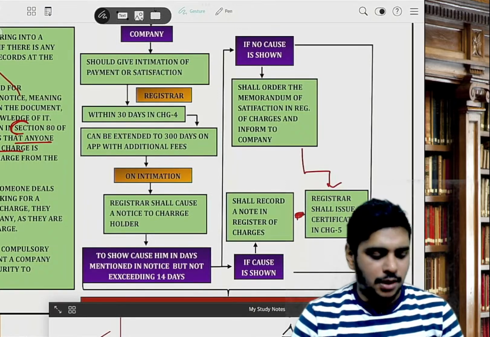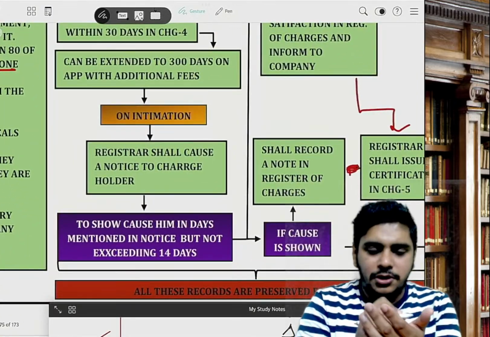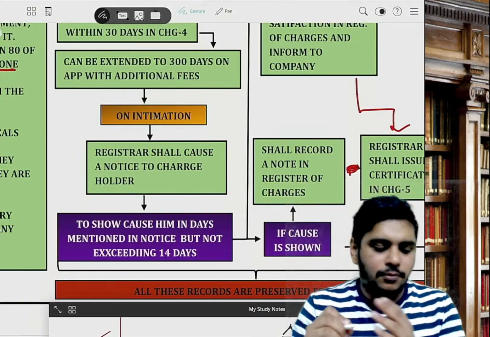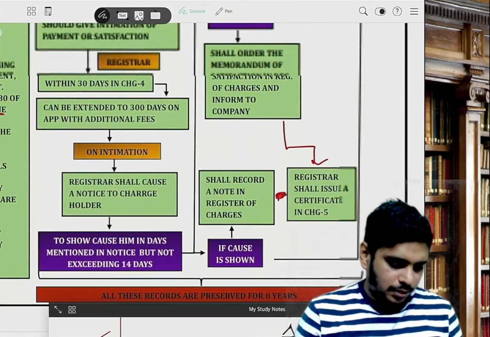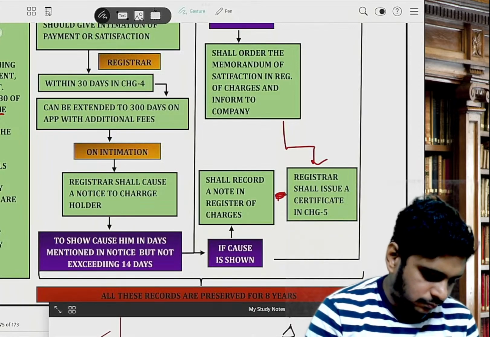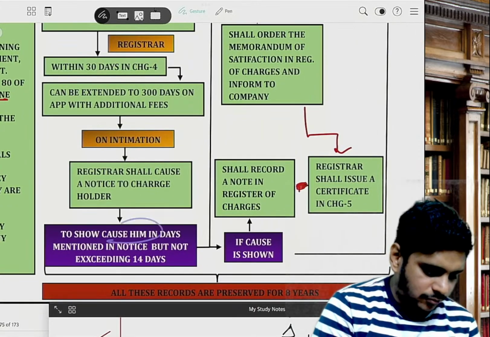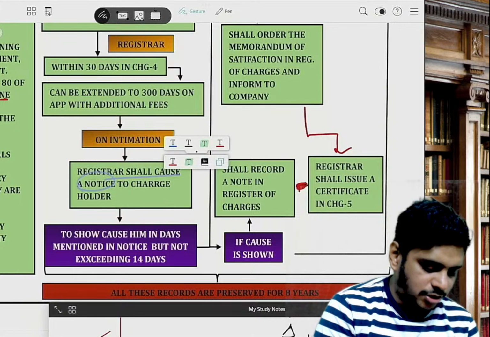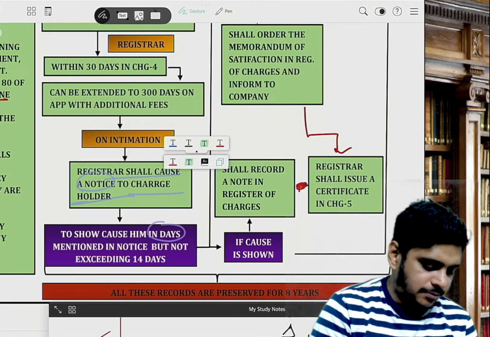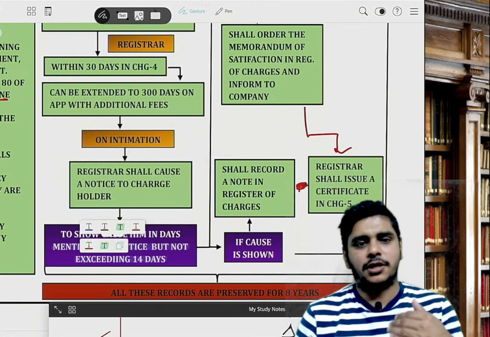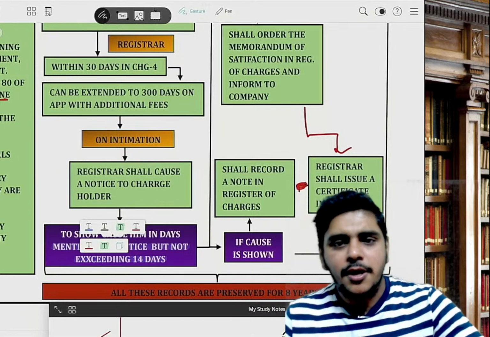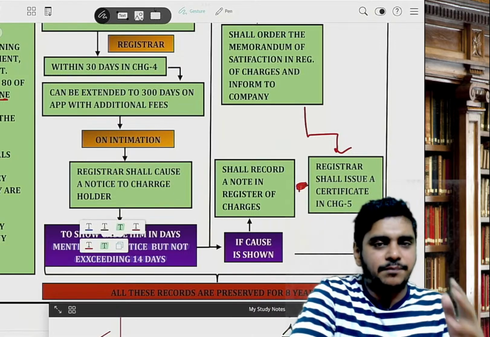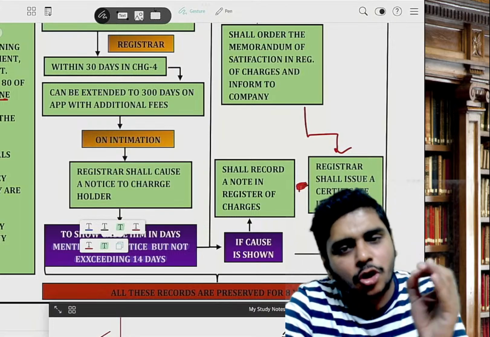Now you have informed the ROC that we have made the payment. What will ROC do? ROC will not directly register. ROC will inform the bank. ROC shall cause a notice of charge to the charge holder to show cause, in days mentioned in the notice but not exceeding 14 days. The charge holder is told that the company says they have paid the money. Should I register this or not?